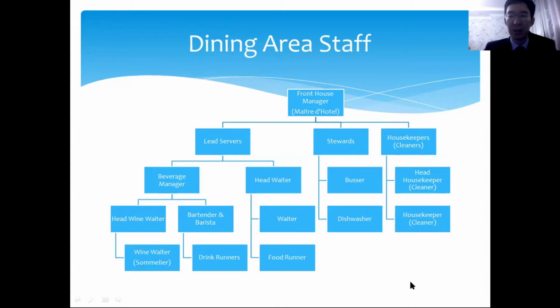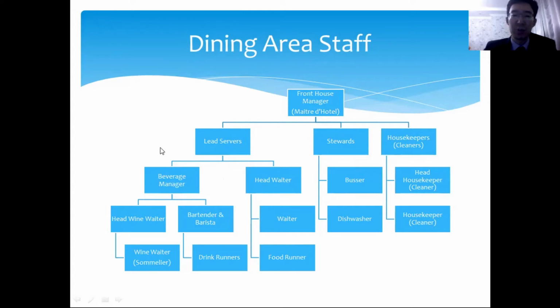Dining area staff again can have different structures and layouts. Here we have one very complicated one. We have the front house manager, who usually is the maître d'hôtel. Then we have lead service, we have stewards and the housekeepers, basically the cleaners. The lead servers are like beverage providers who are managed by the beverage manager. Then we have the head waiter. Sometimes the head waiter is called maître d'hôtel, not the manager. That is the person who manages only the waiters.